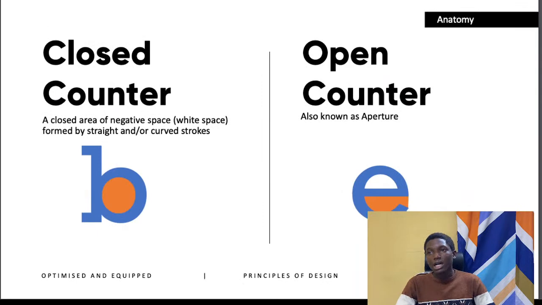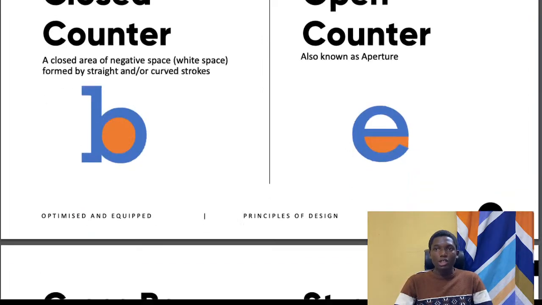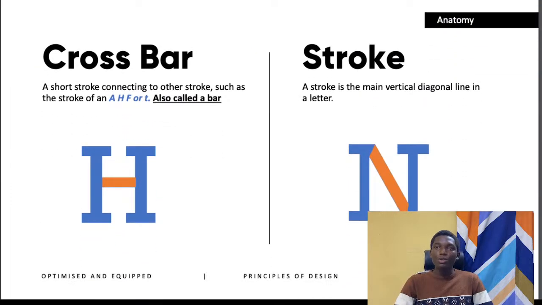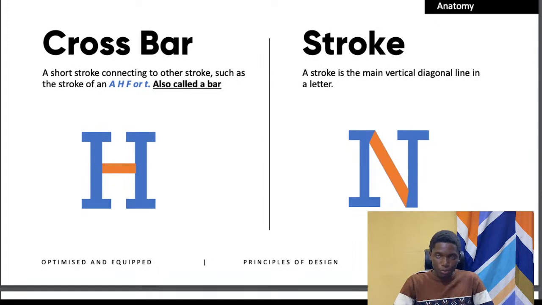Then also we are going to be studying the closed counters and the open counters. These open and closed counters depend on the type of font and the type of letters you are using. We have some letters with a closed area of negative space, white space, formed by a straight or curved stroke, depending on the type of alphabet you are using. So you can get familiar with the closed counters and the open counters. Though they are not really important, they are basic things that will help you in your design journey. We have the crossbar, we have the strokes.